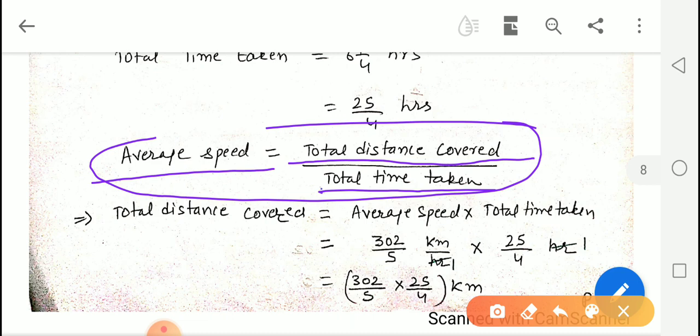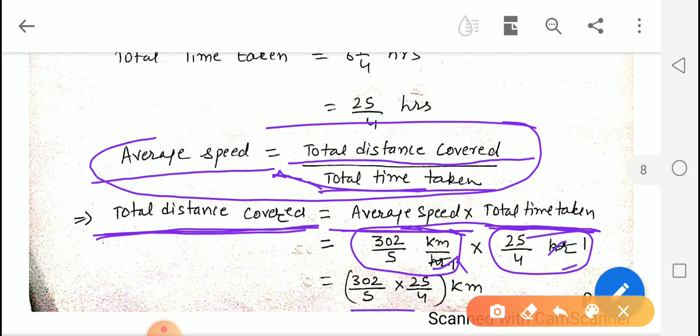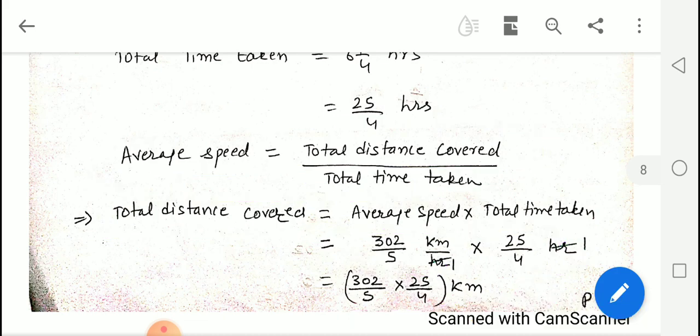So from this formula we can get total distance covered is equal to average speed multiplied by total time taken. Here is the average speed and here is the total time taken. It is in kilometer per hour, and it is in hour. We will cancel hour by hour and multiply these two numbers like this, and the answer will come out in kilometer.